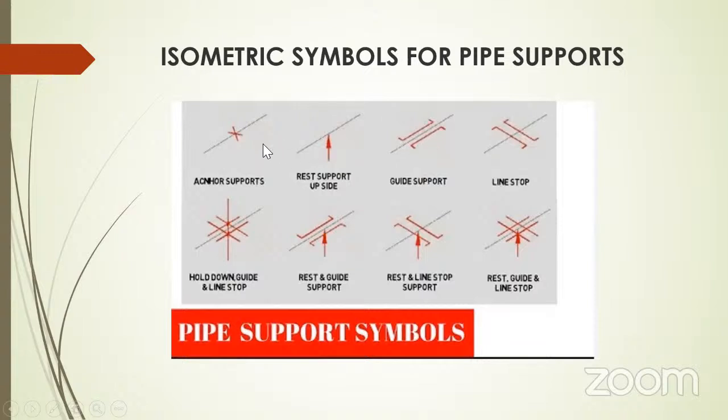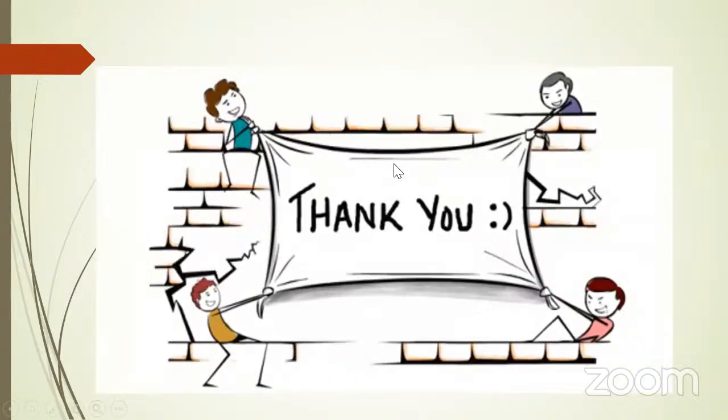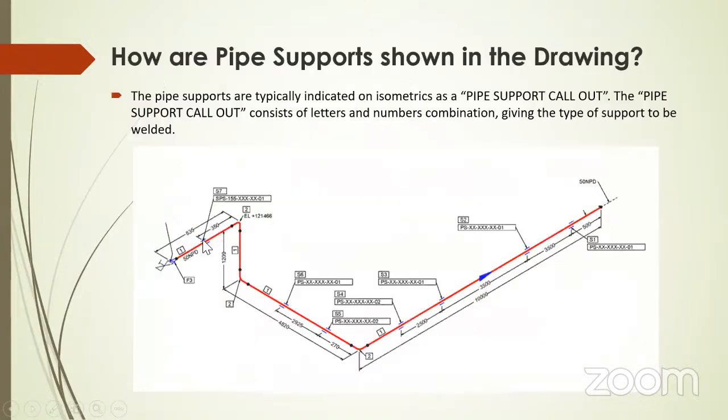In the previous training, we discussed the isometric drawing. In the isometric drawing, they will provide which one is a field joint, which one is a shop joint, which one is a flange joint, which one is weldable, and the type of support also. They will mention the pipe support like SPS1. If you go for this detail, it will be available.